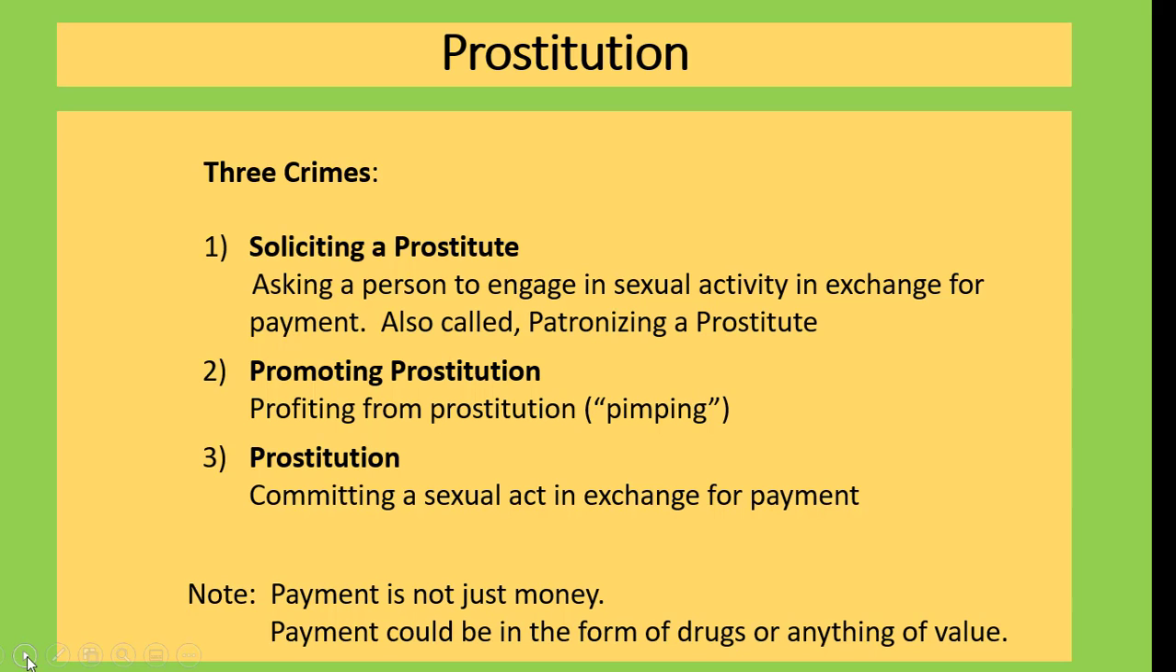That's different from the second crime, which is promoting prostitution. Colloquially, this is known as pimping. This is arranging for someone who's working as a prostitute to connect with a customer, someone who's going to pay them money in exchange for sex. And the third crime is actually prostitution, which is committing a sexual act in exchange for payment. If someone is connecting a prostitute to a customer, that is promoting prostitution. And if a person is asking someone to have sex with them in exchange for payment, that is soliciting a prostitute.